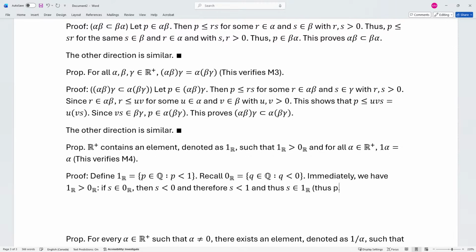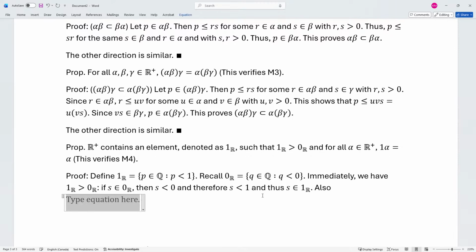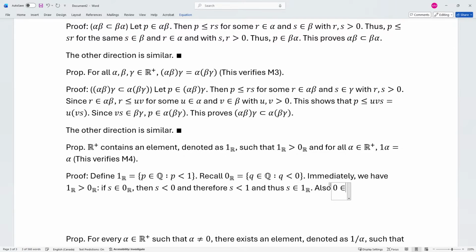Actually, let me continue. Also, the rational number 0 is in 1R, because 1 is greater than 0. The rational number 1 is greater than the rational number 0. And 0 is not in the cut 0R.